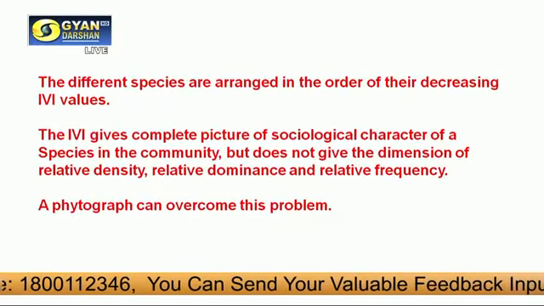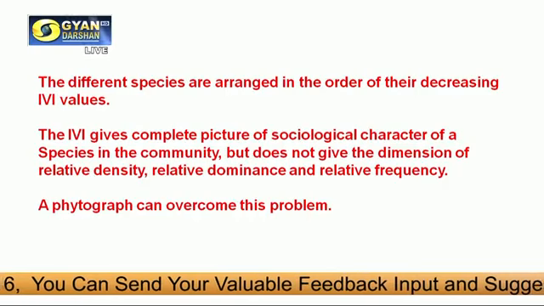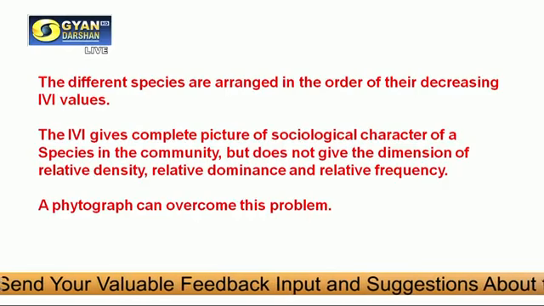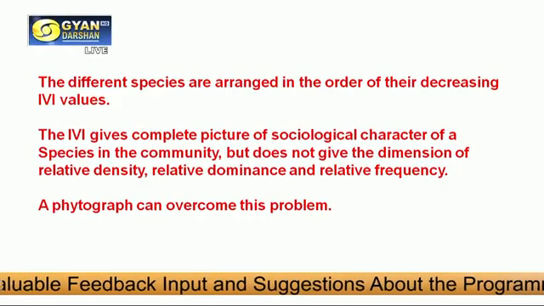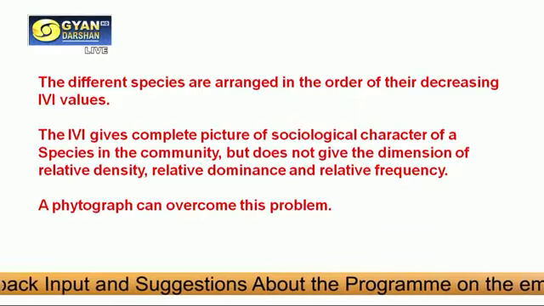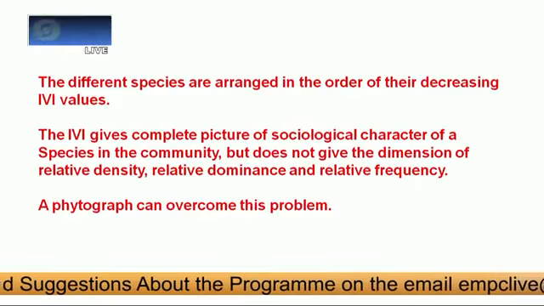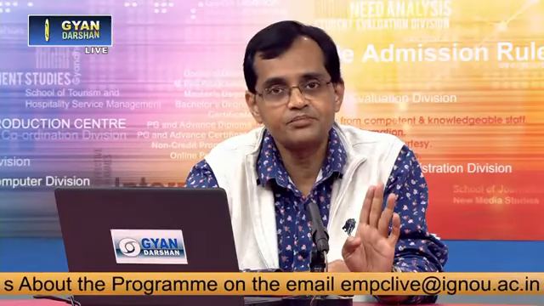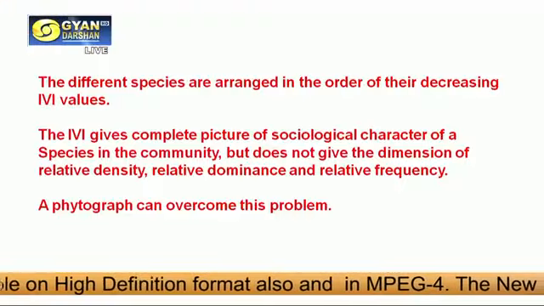Now, IVI gives complete picture of sociological character of a species in the community, but does not give the dimension of relative density, relative dominance, and relative frequency. So, IVI is clear. IVI means that is the summation. And how do you represent this IVI? You represent it in the form of a phytograph, which is called as the Lutz phytograph.